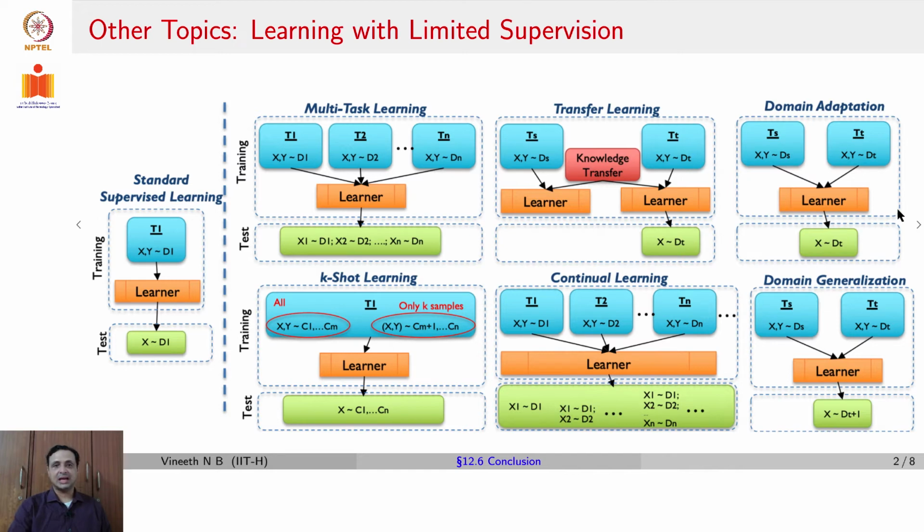You could consider this as an extension of domain adaptation. You have multiple domains, in this case say 2, TS and TT. You train a model, but now the model has to work on a third domain or a different domain, DT plus 1. This is why we call this domain generalization.